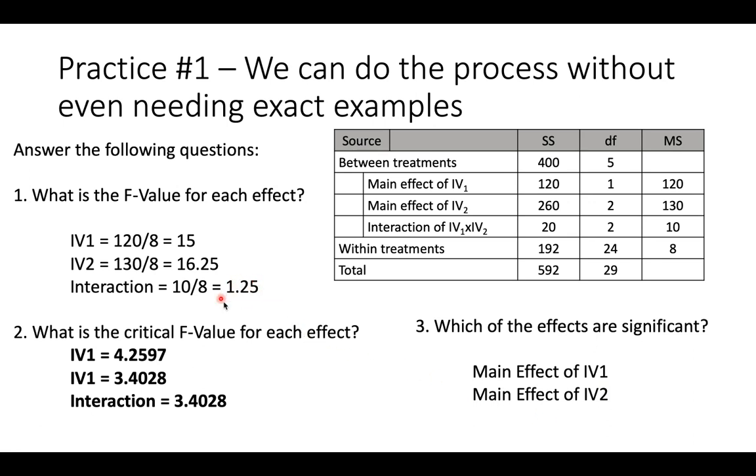And lastly, looks like we do not have a significant interaction because the interaction has a small F of 1.25, which is less than its critical value of 3.4. So we do not have a significant interaction. So in this example, whatever it is, it's without context. We're just working on the process here. Whatever it is, we know that there's no interaction, but each of the variables has its own independent effect on the outcome.